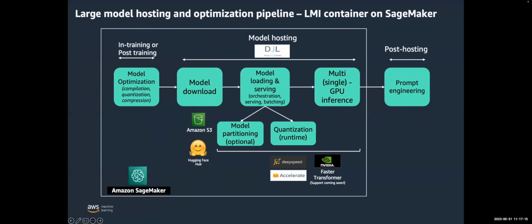When it comes to hosting an optimization pipeline, this is pretty much the overall process as I just described it, right? So we have the model optimization, which is in training or post-training. Then when it comes to model hosting, we're going to use Deep Java Library, but for all these three steps, right? And then post-hosting using prompt engineering. So these are the key things. But even though the name says Java, it doesn't have anything to do with Java itself. You can use it with whatever language. We don't have any limits for that, just so you know, right?